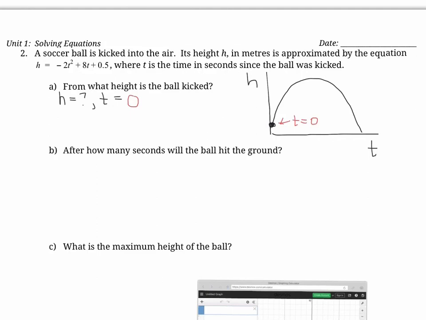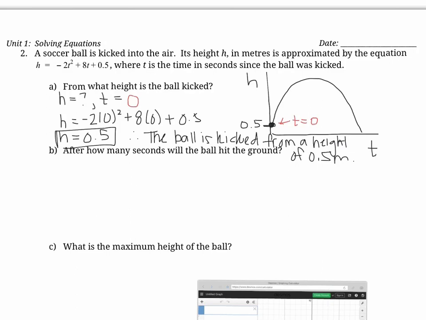We're looking for our height. And we're going to plug in t equals 0. So h = -2(0)² + 8(0) + 0.5. And we know that this is just going to equal 0.5. So that means that this starting height right here must be 0.5.